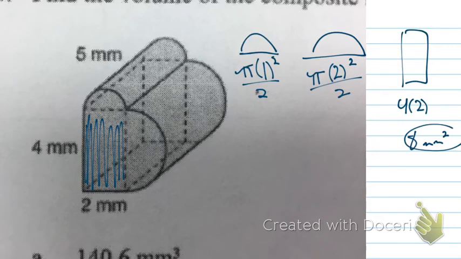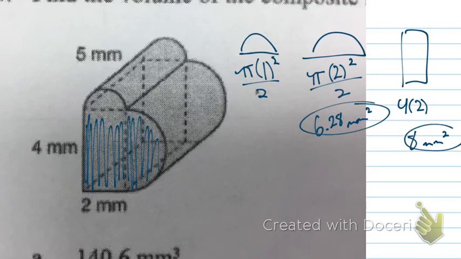Who got the area of that larger hemisphere for me? Tanya? 6.28. 6.28 square millimeters, okay? And that fills this in. All right, and Will, that smaller hemisphere? 1.57. 1.57 square millimeters, and that fills this in. And by the way, if you found the volume of each one of these things individually, you had this in your work and you just did it times 5, right? Yeah, I was going to say.